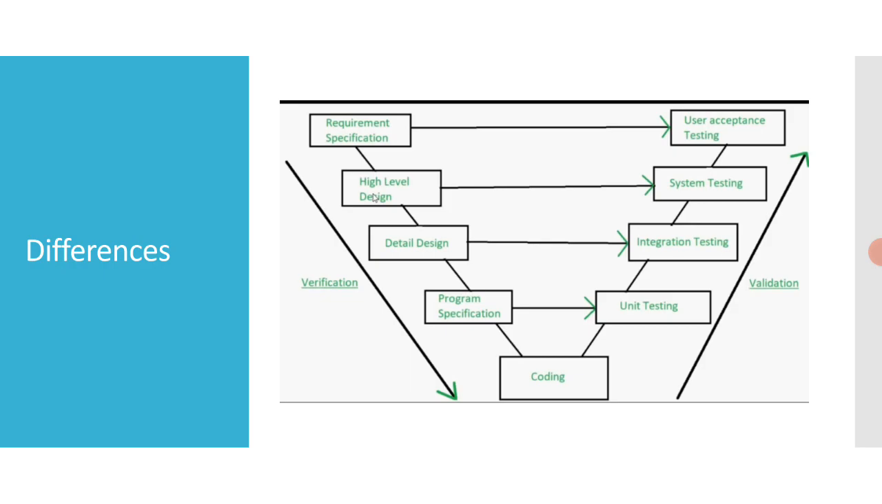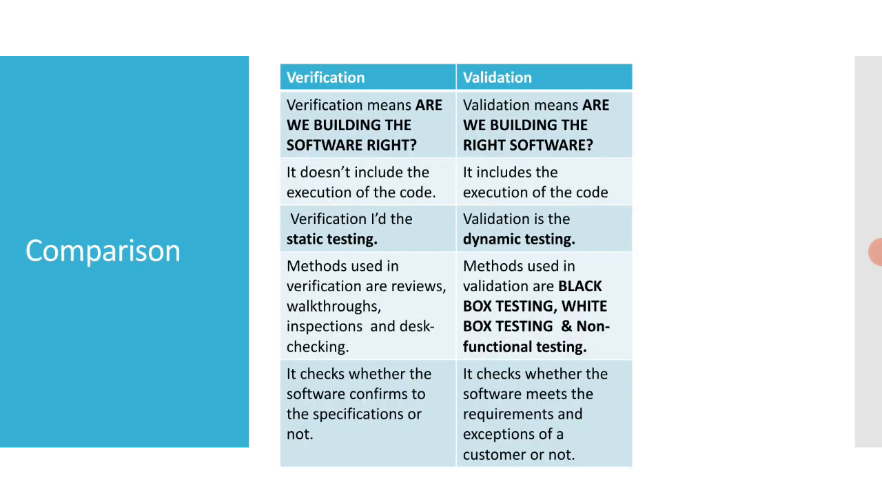I hope you understood that these are all correlated. So user acceptance and, finally, let's right away get into the comparison. As I told you, verification means, are we building the software right? Validation means, are we building the right software?